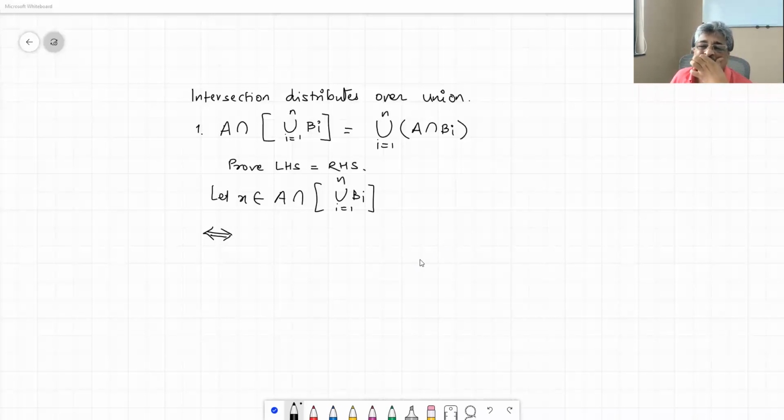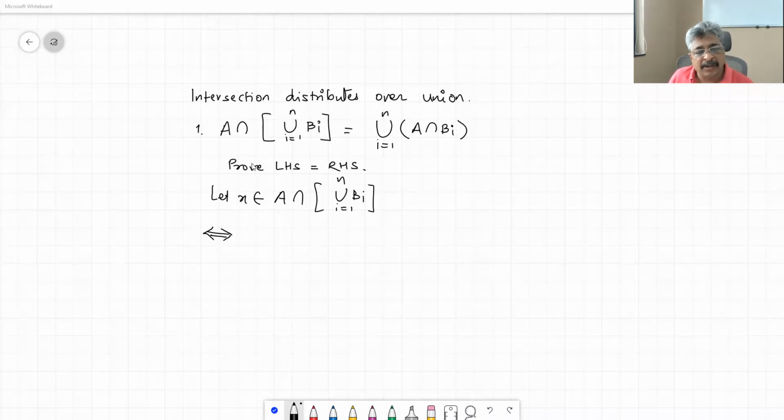Okay. Let us prove LHS is subset of RHS and RHS is subset of LHS. Therefore, every step that we are writing now is if and only if. So we are trying to prove both simultaneously.